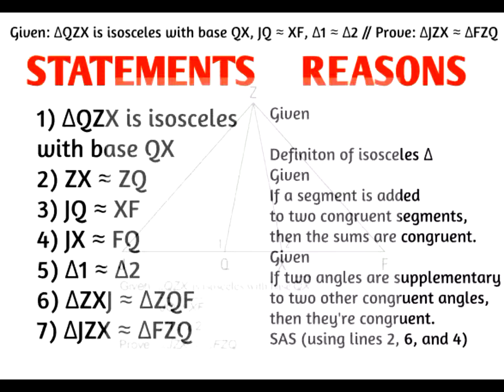Statement 1. Triangle QZX is isosceles with base segment QX. Reason, given. Statement number 2. Side ZX is congruent to side ZQ. Reason for statement 2, definition of isosceles triangle. Statement number 3. Side JQ is congruent to side XF. Reason for statement 3, it is the given. Statement 4. Side JX is congruent to side FQ. Reason for statement 4, if a segment is added to two congruent segments, then the sums are congruent.